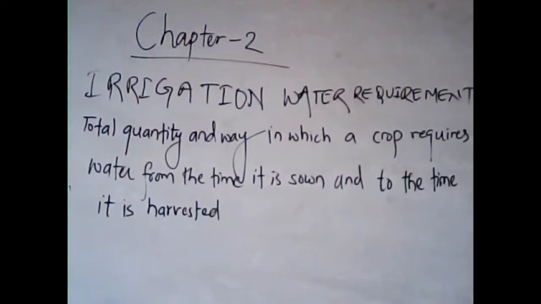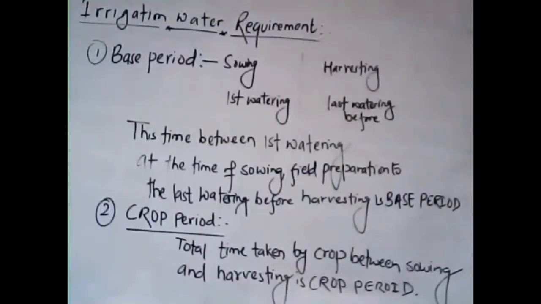Irrigation water requirement is the total quantity, and the different ways in which a crop requires water, from the beginning of the sowing to the time before it is harvested. That is your irrigation water requirement. So the first thing that we have to know in irrigation water requirement is the base period and the crop period. First we need to distinguish between what is base period and what is crop period.